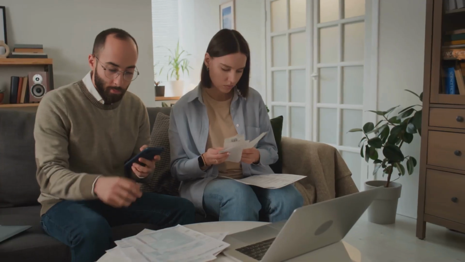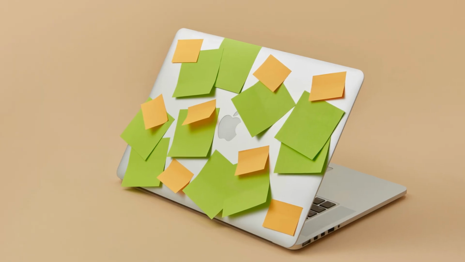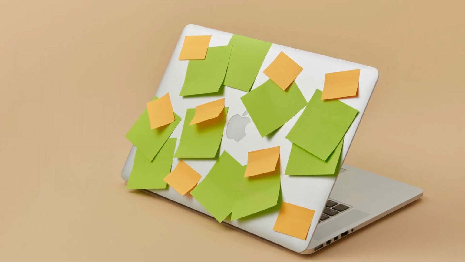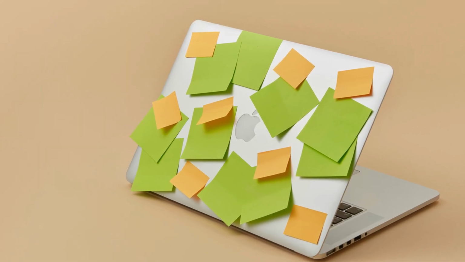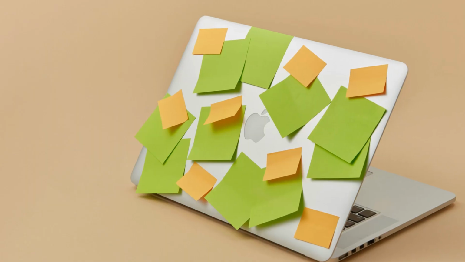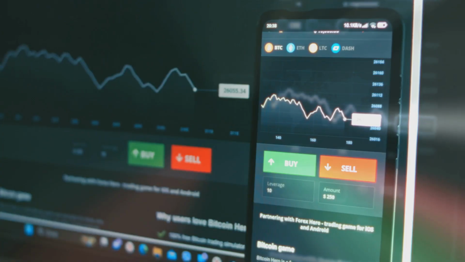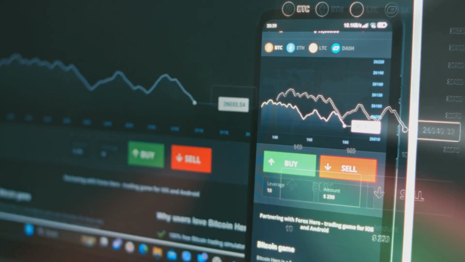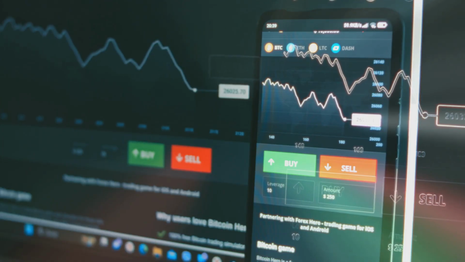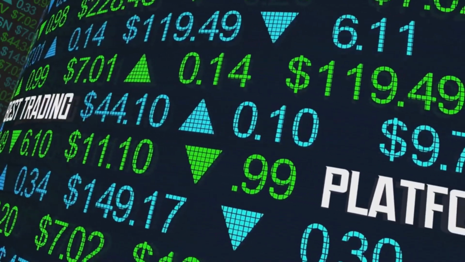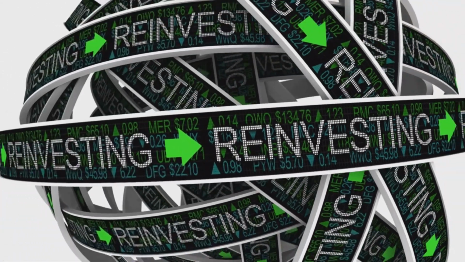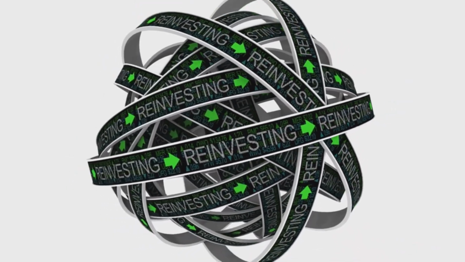How to use dollar cost averaging. Choose an amount. Start with an amount you can comfortably invest each month. Hint, don't skip your rent to buy Tesla shares. Set a schedule. Monthly or bi-weekly investments work well. Tie it to payday for an automatic reminder. Pick a platform. Many platforms let you automate investments. Set it and forget it.